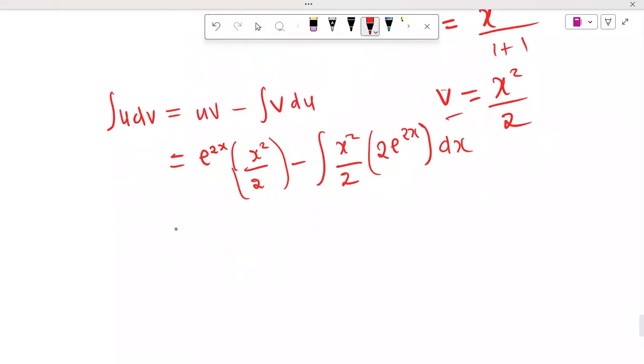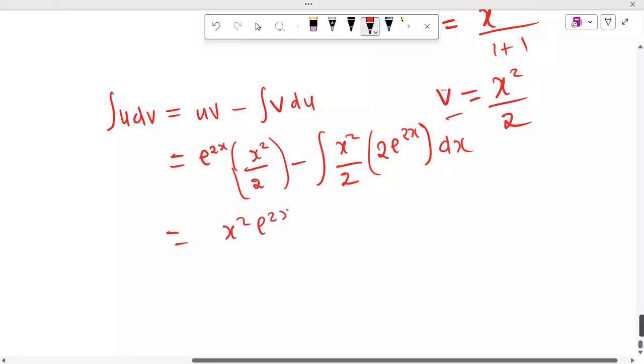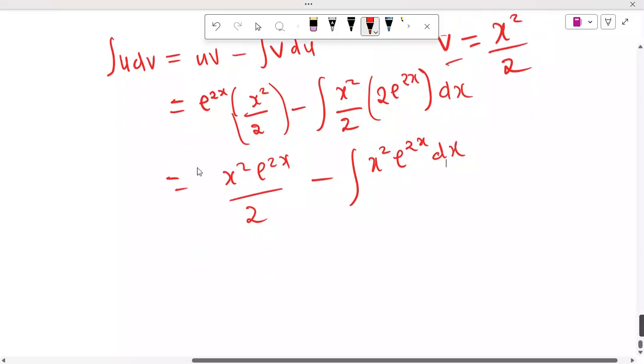So let's have some cleanup. So we have x squared e to the power 2x over 2 minus, so 2 and 2 cancel, so we have the integral of x squared e to the power 2x dx. Okay, so we have this.